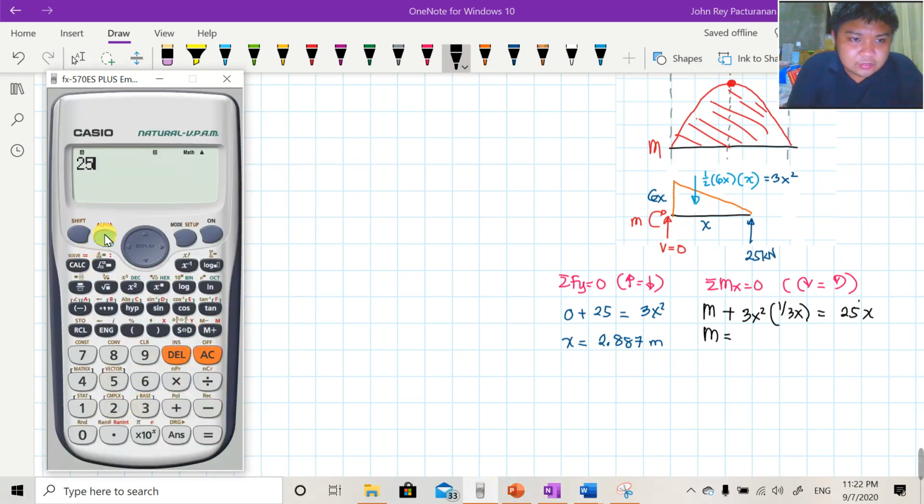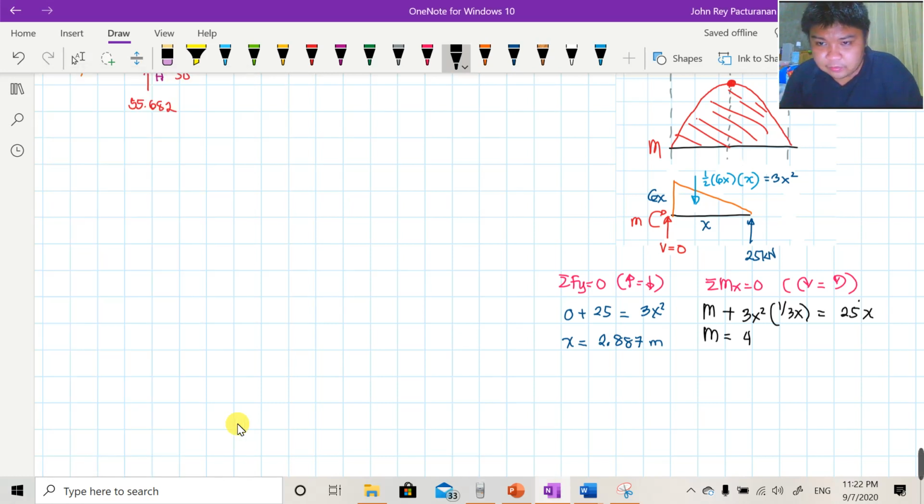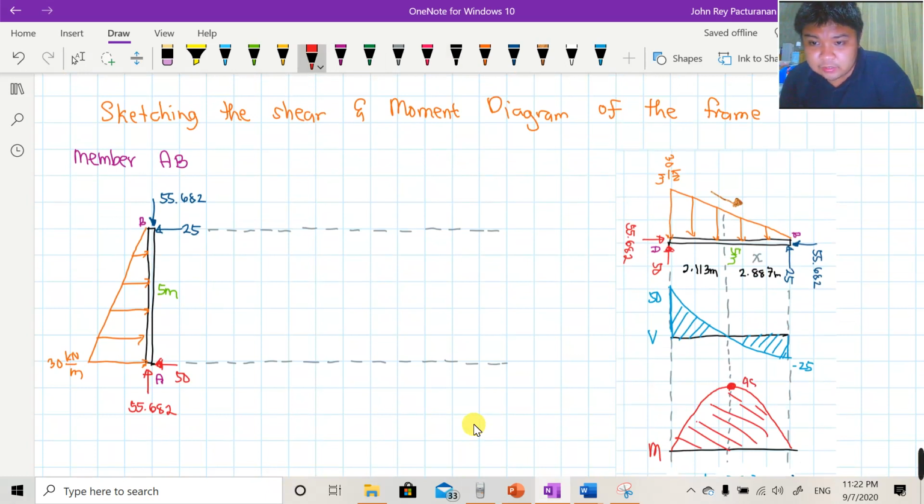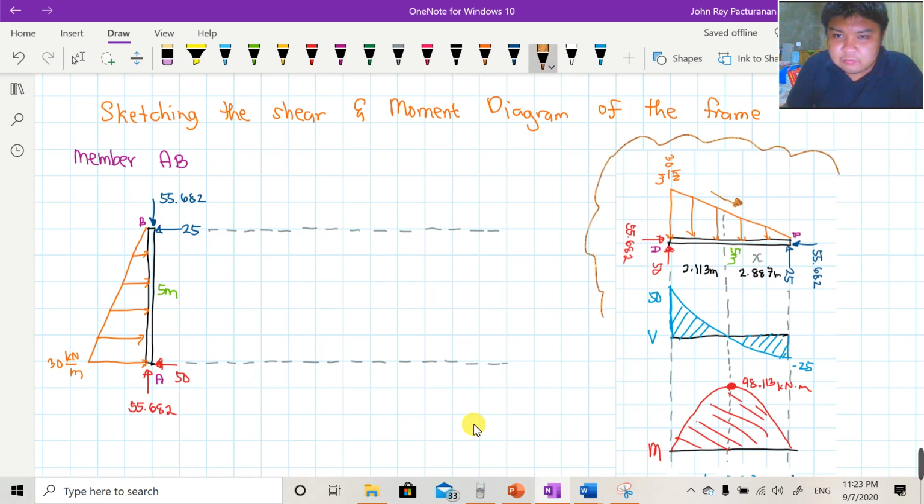So, therefore, magiging 25x minus, pag sinimplify mo yan, 3x squared tapos 1/3 x, diba? On the other hand, substitute nyo na nga lang to. So, 48.113 kilonewton meter. So, recall na lang nga to sa ating beam, no? So, lagay mo na lang dyan. Di ba mas madali pag nakahiga, no? 48.113 kilonewton meter. So, therefore, literal lang, class, na gayahin na lang natin yan dyan.